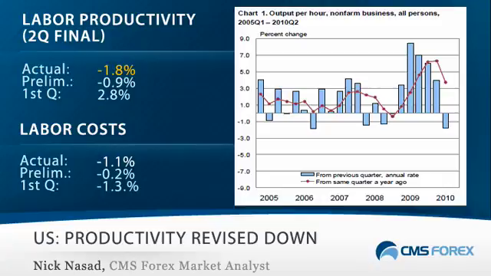Eyes instead will be on the change in private payrolls, and there's expectations of a gain of around 40,000. However, earlier this week, we did see the ADP report show a decline in private payrolls according to their measures, so we'll see if we see a weaker than expected reading from private payrolls in the non-farm payroll report.